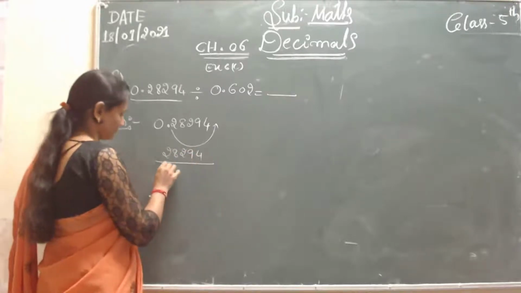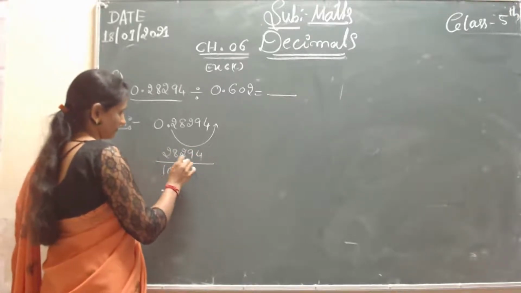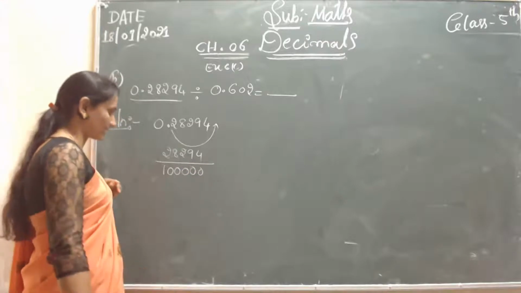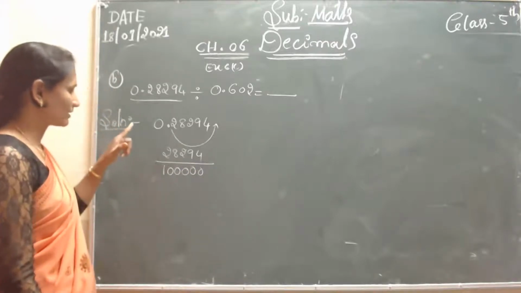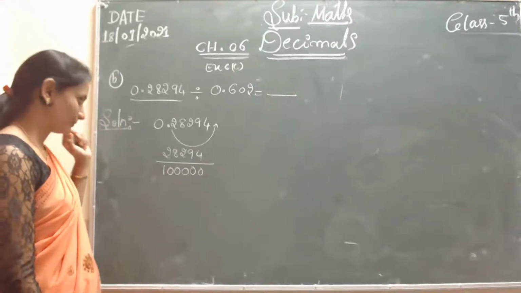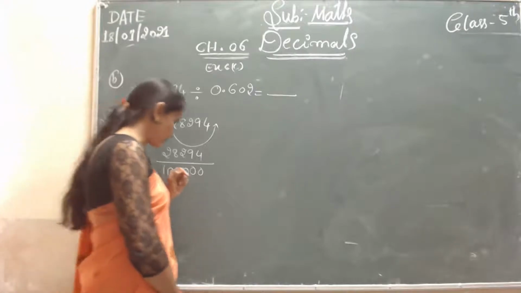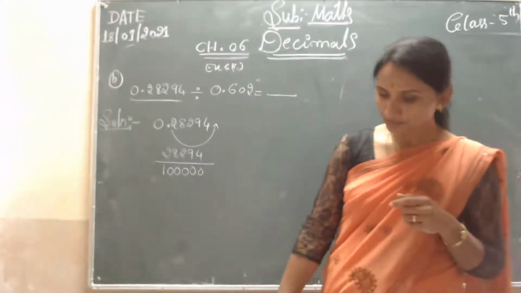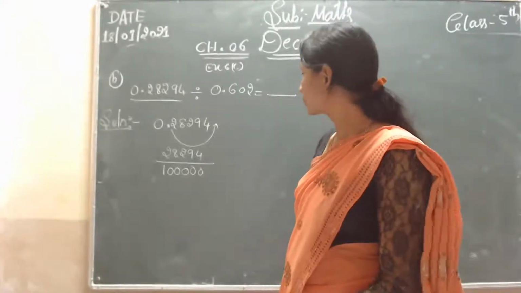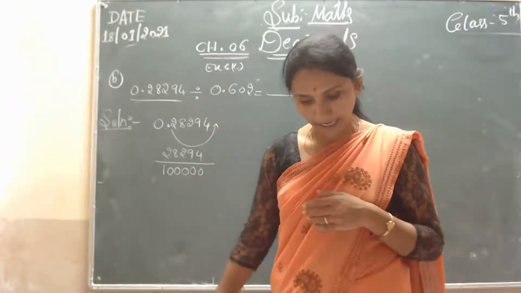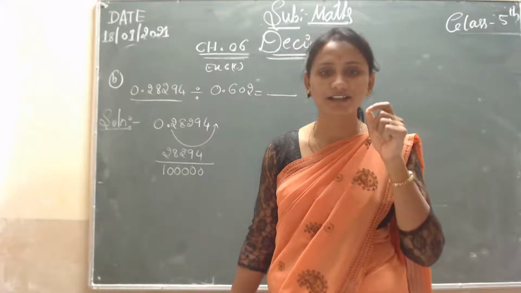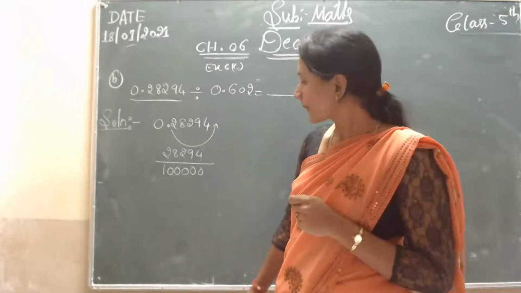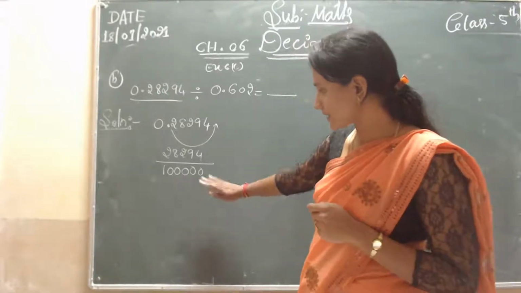28294 divided by lakh. Students, because there are 5 numbers after the decimal point, we have to write 28294 by lakh. Lakh means how many zeros? That is 5 zeros. Okay, this is the first step.